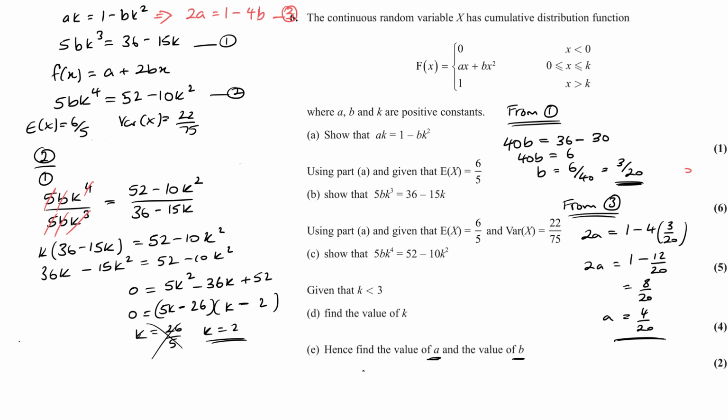Oh, and I almost forgot to simplify there. So it's actually a equals, let me rub out that line, because 4 over 20 is actually 1 over 5, isn't it? So there we are, 1/5.